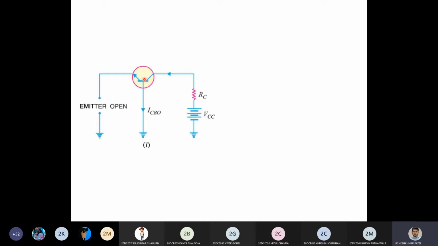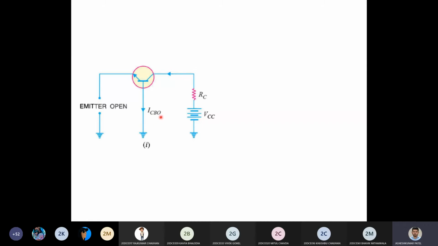If no IE is there, no current results due to majority charge carriers. But as this VCC is present, the collector to base junction is still in reverse bias. Due to this reverse bias, a leakage current will flow, and that current is my ICBO. Without the presence of VEB, whatever current I get due to VCC, or VCB, is my ICBO. This is my leakage current, but I am going to call it ICBO.